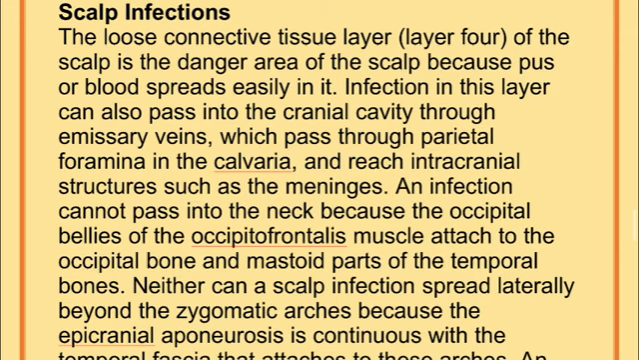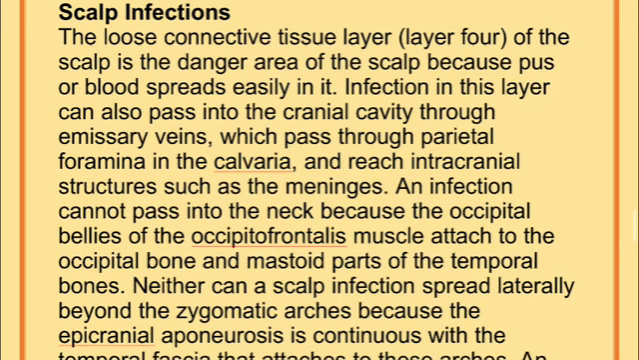What about scalp infections? The loose connective tissue, that's the fourth layer of the scalp, is actually the danger area of the scalp, because blood or pus spreads easily in it. When there is infection in this layer, the infection can pass into the cranial cavity through emissary veins, and these emissary veins pass through parietal foramina in the calvaria and reach intracranial structures such as the meninges. So of course the infection can spread.